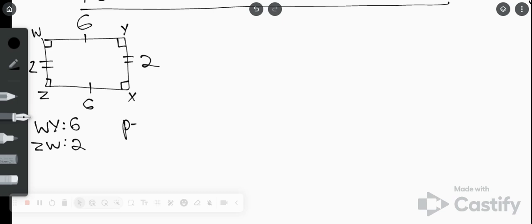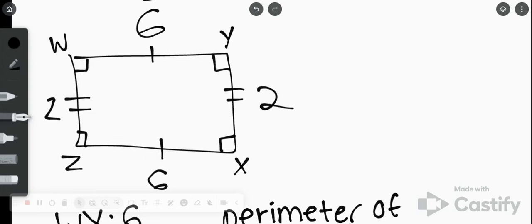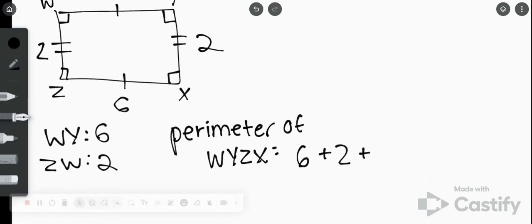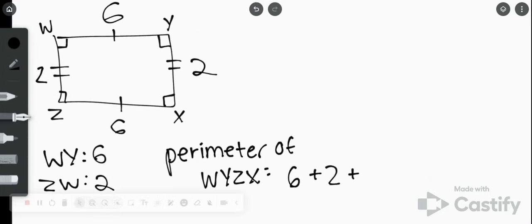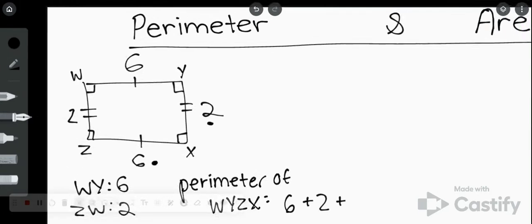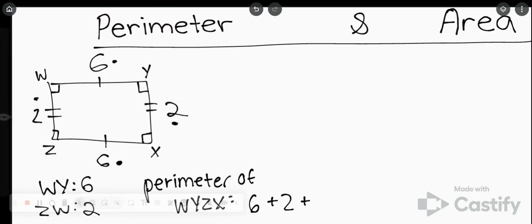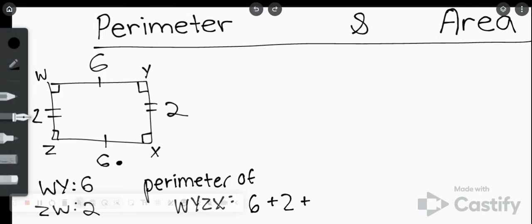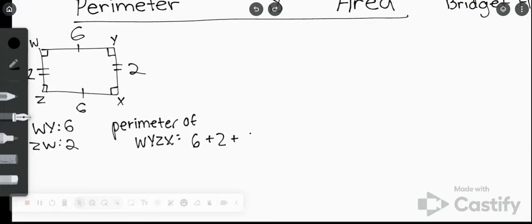So, perimeter of W, Y, Z, X would equal 6 plus 2, and see, these are two sides, so we add up our first side plus our second side, plus our third side, plus our fourth side. Plus 6 plus 2.